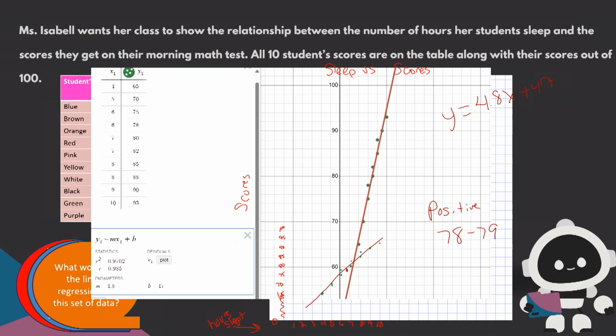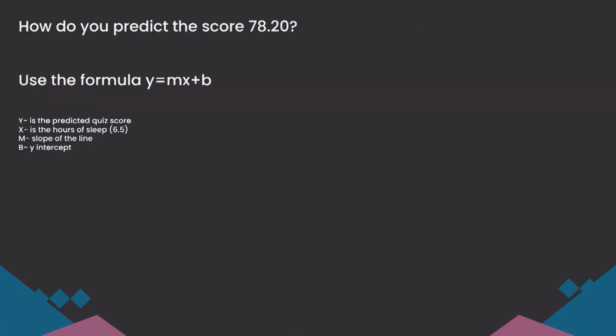So obviously this is a little bit better drawn of what we did in Desmos. We put our table in, we found what Desmos told us about the 4.8 and the 47. So obviously we were right with positive, and it was linear. So then it says, how do you predict the score 78.20 using this formula?